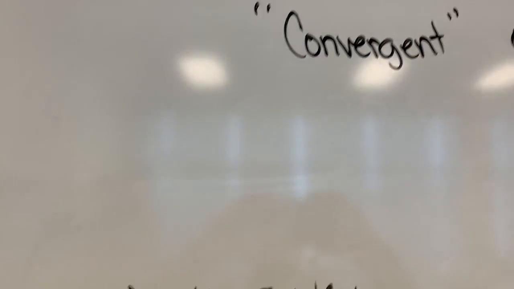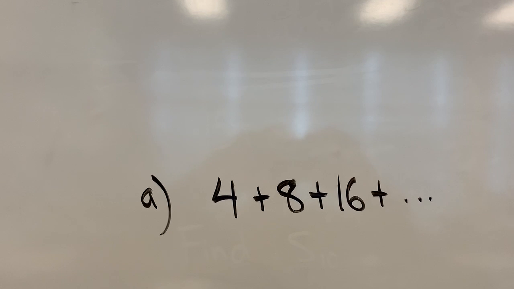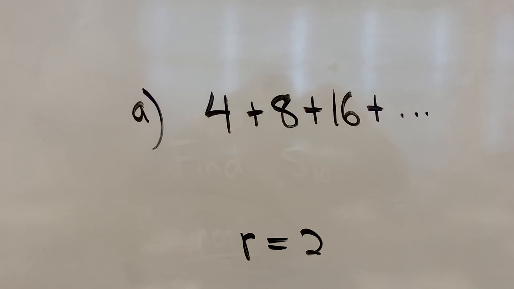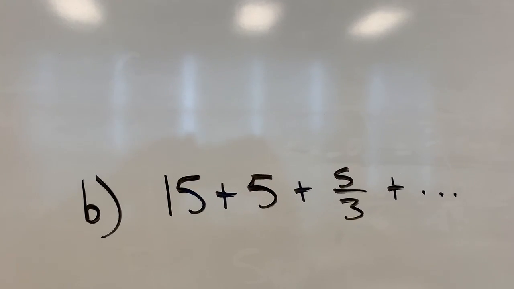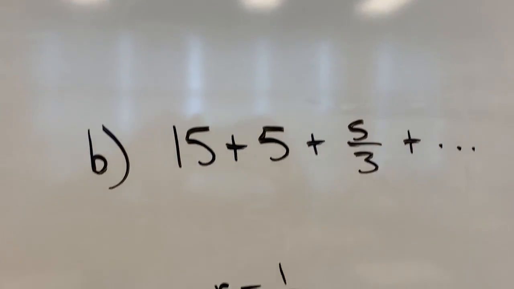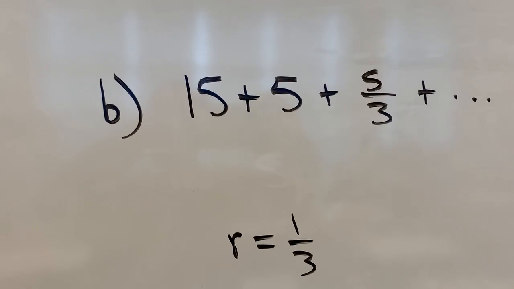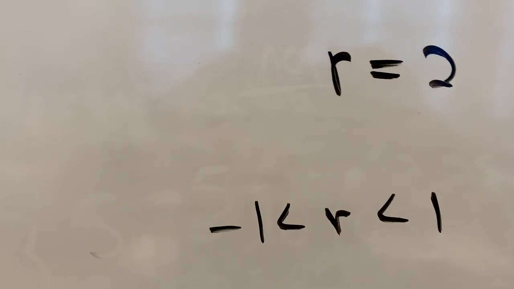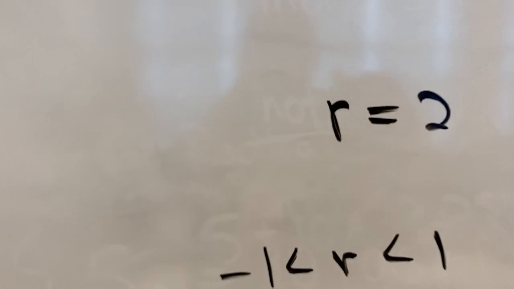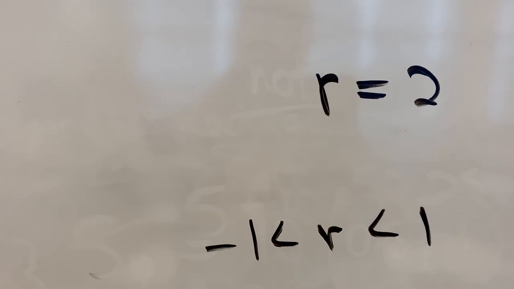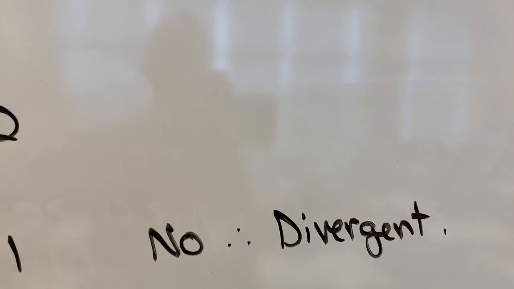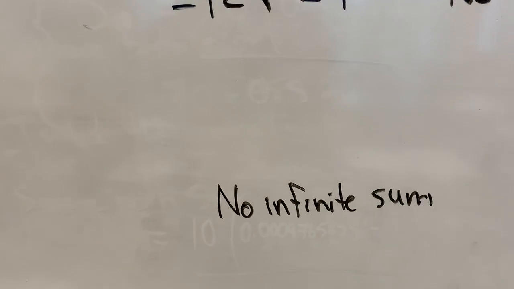So we have two series here, both geometric. So 4 plus 8 plus 16, very simple geometric series, has a common ratio of 2. This other one, 15 plus 5 plus 5/3, also geometric, this time has a common ratio of 1/3. The key condition is: is the common ratio between -1 and 1? Clearly, 2 is not. And so that means right away, no. This series is divergent. It means no, I cannot find an infinite sum.